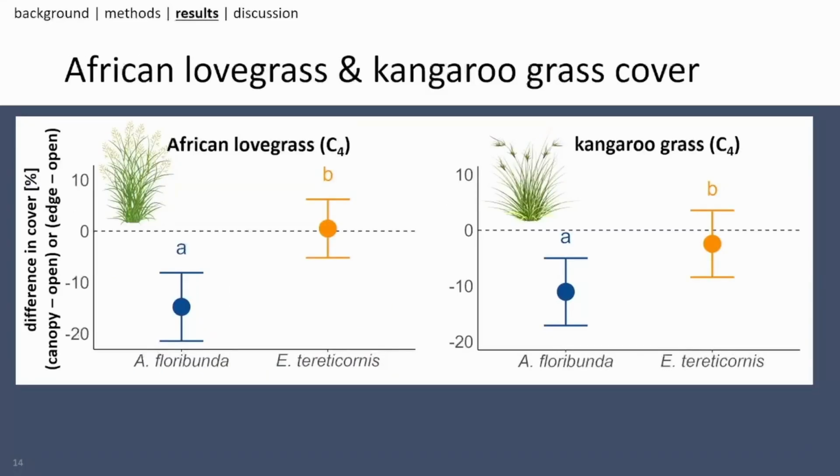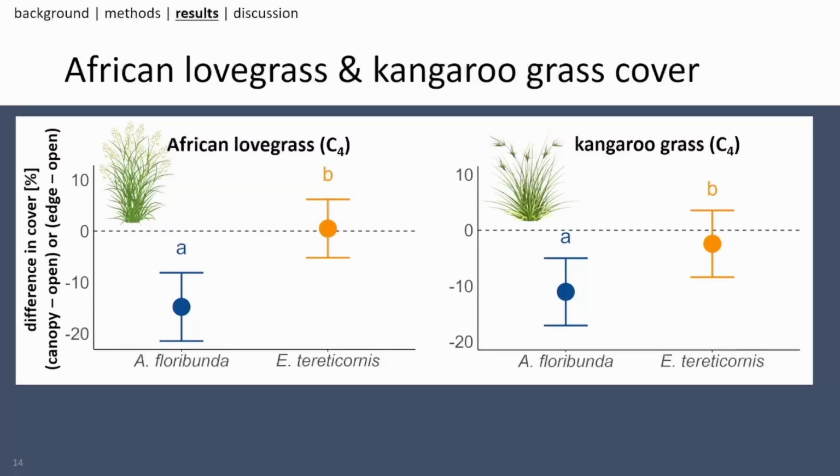I was then also interested in differences in African lovegrass cover, and I also looked at kangaroo grass, which is one of the most common native species in these areas. So I specifically took the difference from the canopy to the adjacent open plot, or from the edge and the adjacent open plot. And I found that African lovegrass was reduced in cover beneath Angophora trees, but not beneath Eucalyptus tereticornis. And I found a similar effect for kangaroo grass.